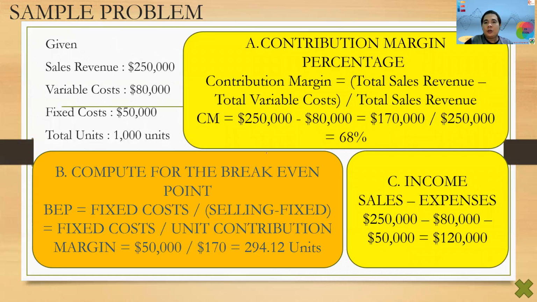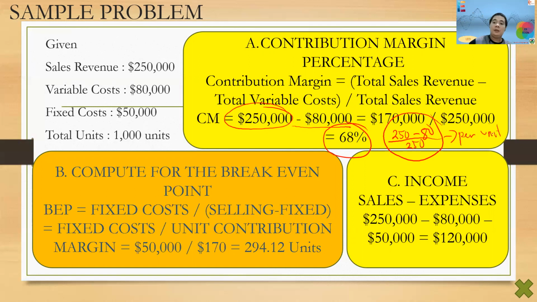So provided that your contribution margin percentage is equal to 250,000, which is your sales, minus the variable cost, that is 170,000 divided by the total sales revenue of 250,000. Therefore, the contribution margin percentage is 68%. Okay, that is also, in other terms, the selling price of 250 minus 80 over 250. This is on a per unit basis.